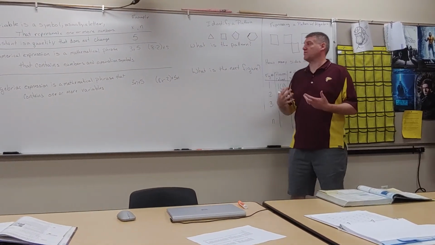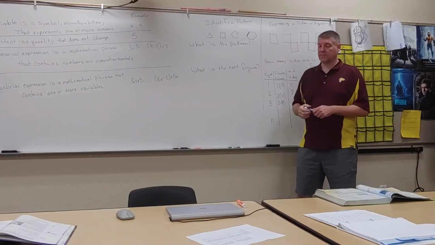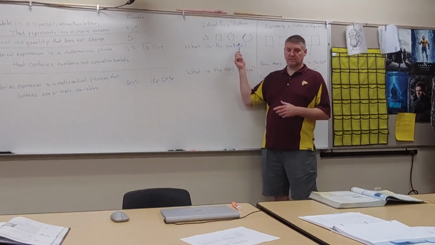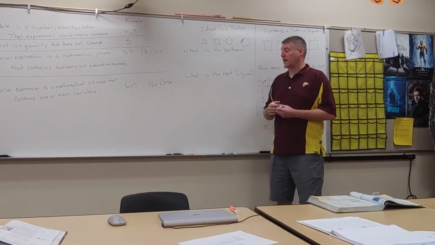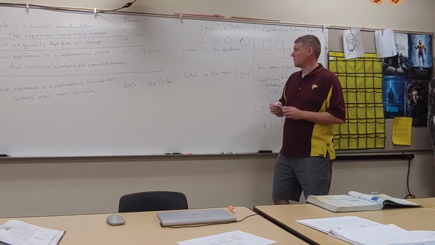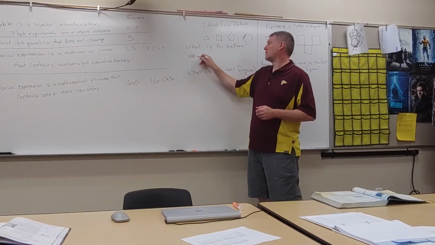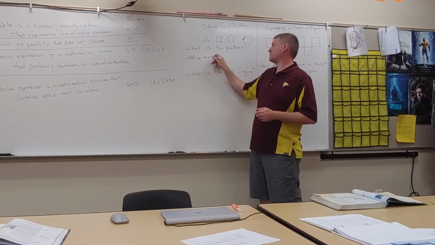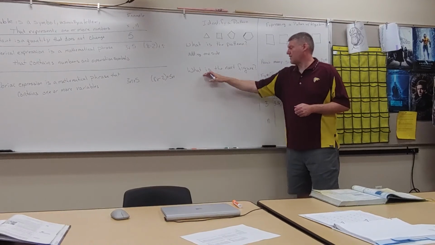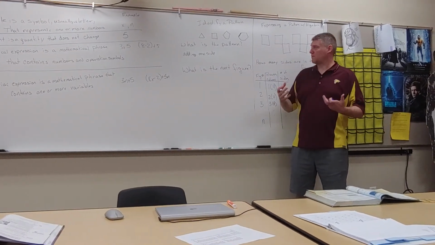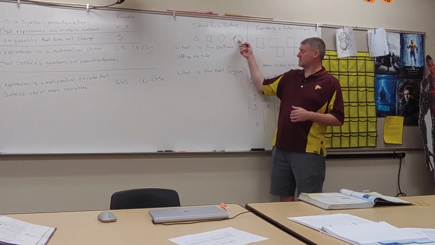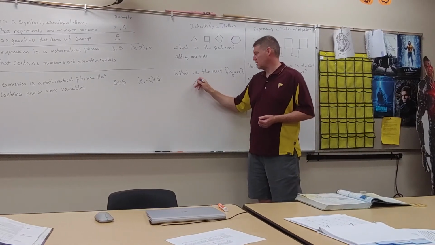One of the things that you have to be able to do is describe it. So the pattern is adding one more side to the diagram. Okay? So adding one side. And then what would the next figure be? Well, how many sides would it be? So if I had 6, the next figure would be 7.